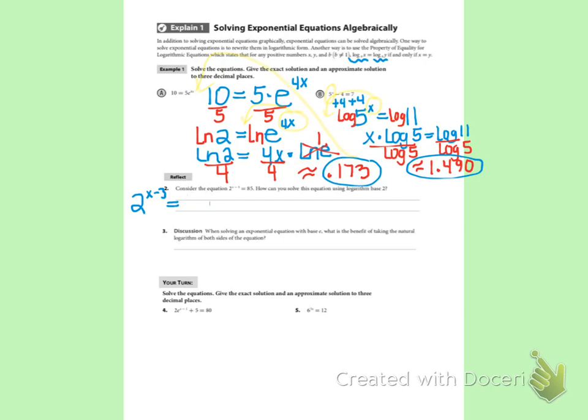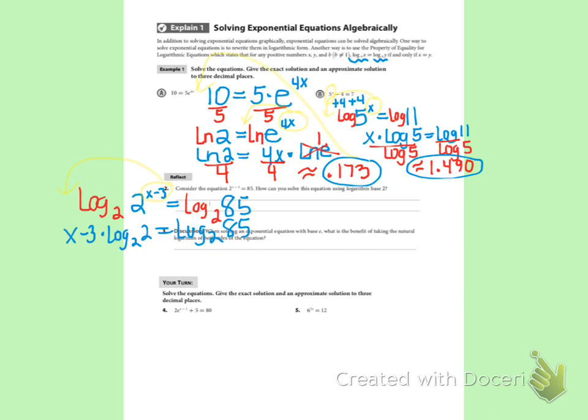So let's say I decided I was going to take the log base 2. So I'll just move that 85 over, and I'll take the log base 2 of both sides. So log base 2 and log base 2 on the other side. So then of course I'm going to bring the exponent down in front, and then when I rewrite that, it'll be x minus 3 times the log base 2 of 2 equals the log base 2 of 85.